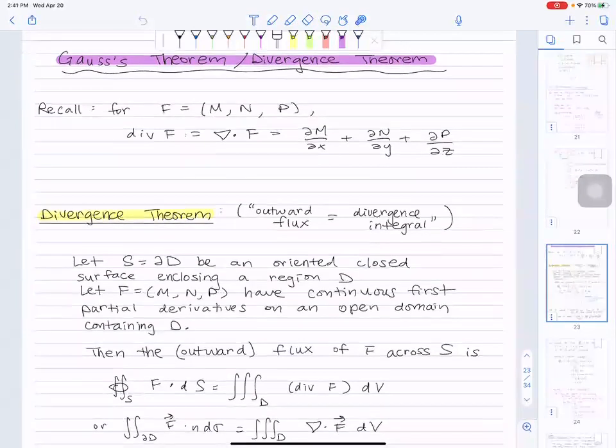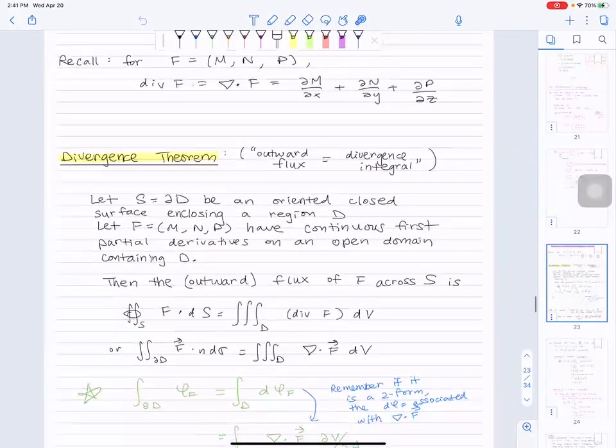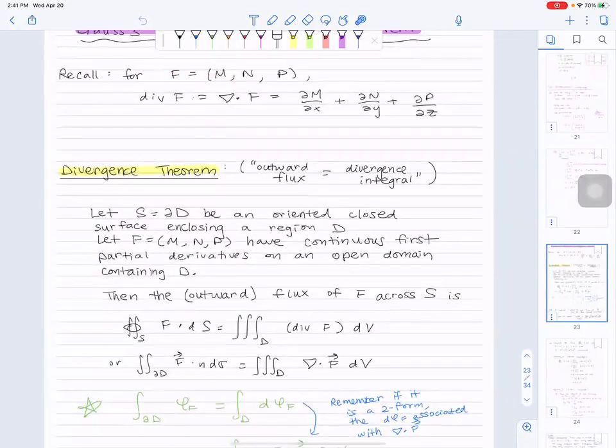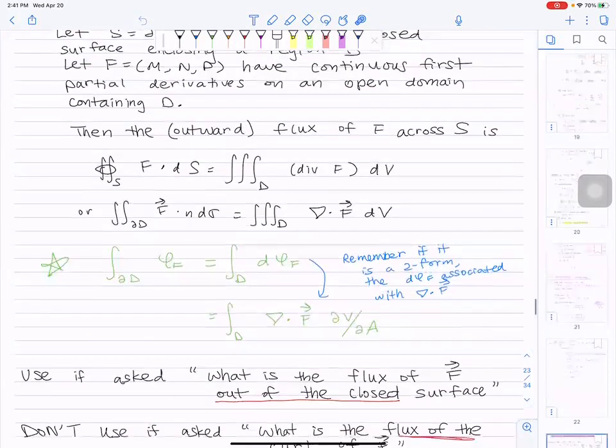Okay, so divergence theorem or Gauss's theorem. So recall that divergence is you're adding the partials of each component. So I just wrote that to recall. What is divergence or Gauss's theorem saying? It's saying that to find the outward flux of F across S, this is what you want to find on the left side.